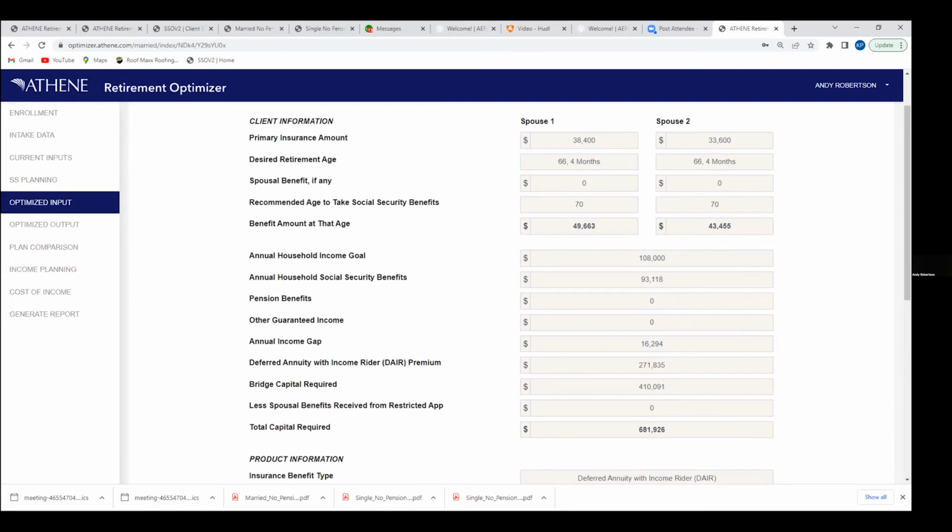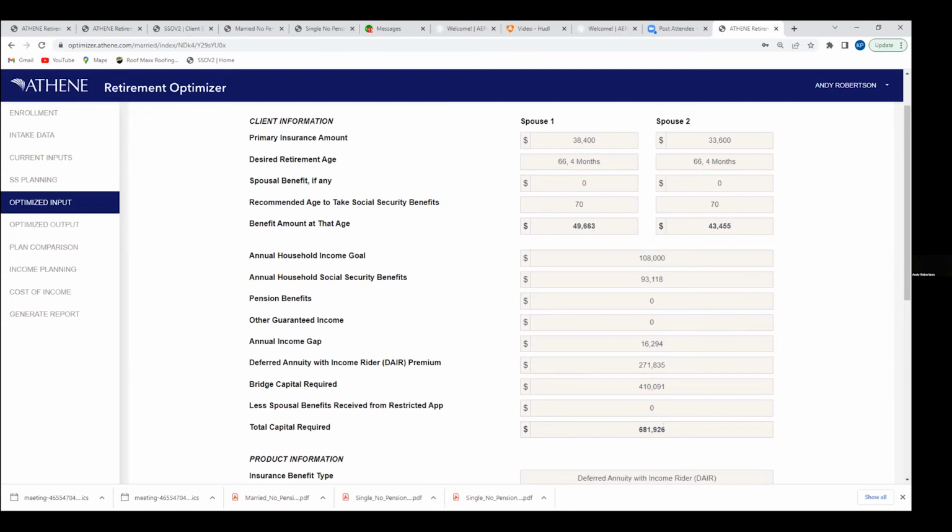So if I add that to the $410,000 of bridge capital, which doesn't change because the assumption, once again, is that I retire at FRA, but I don't take benefits until 70. Now the capital requirement is $681,926. So let's think about what happened.